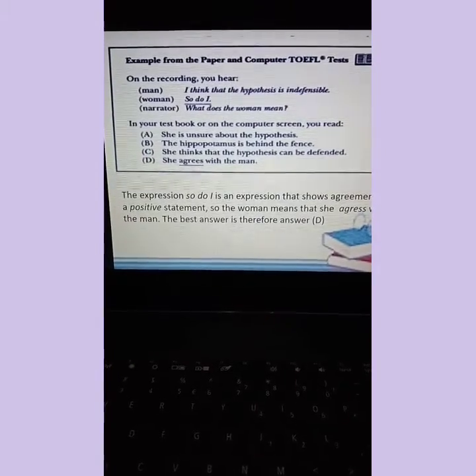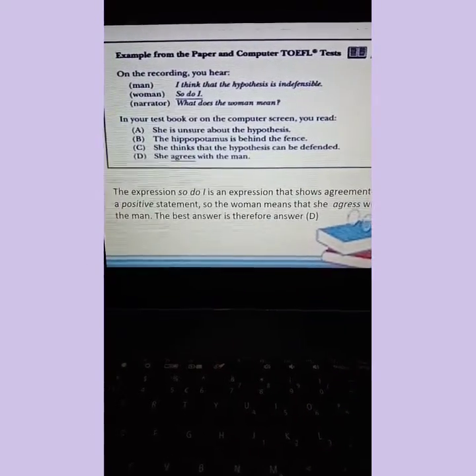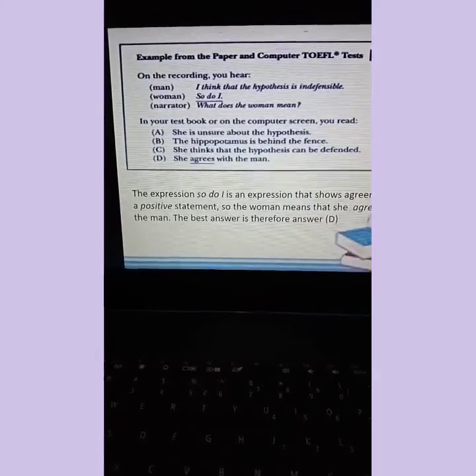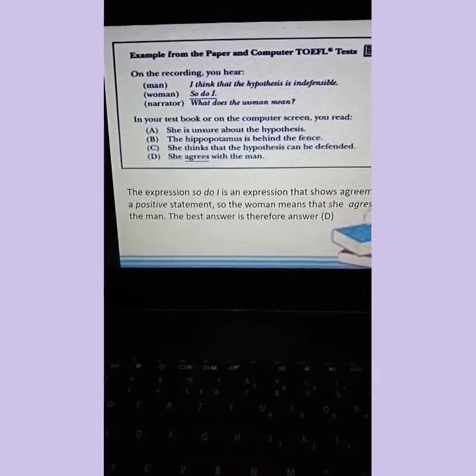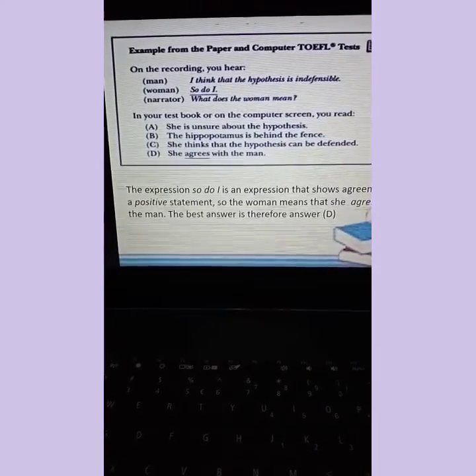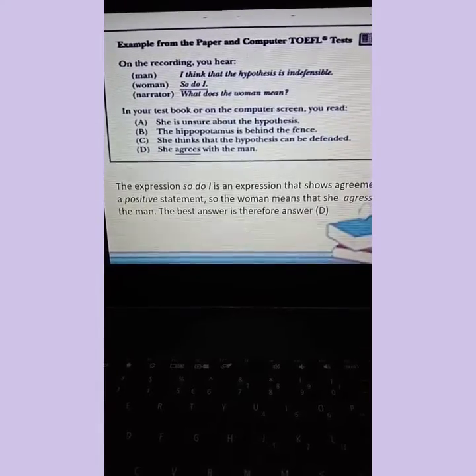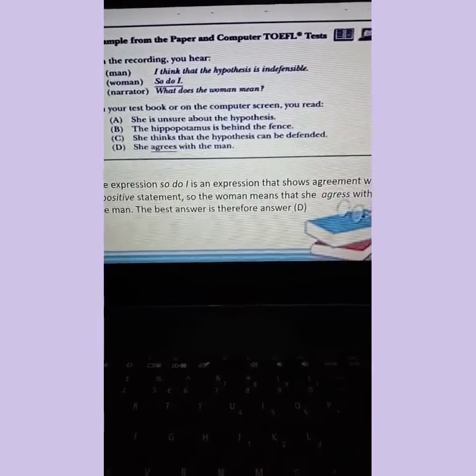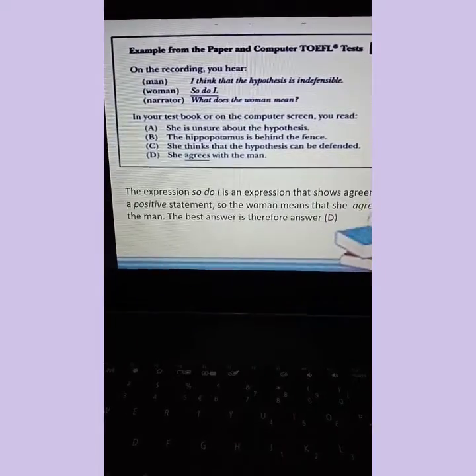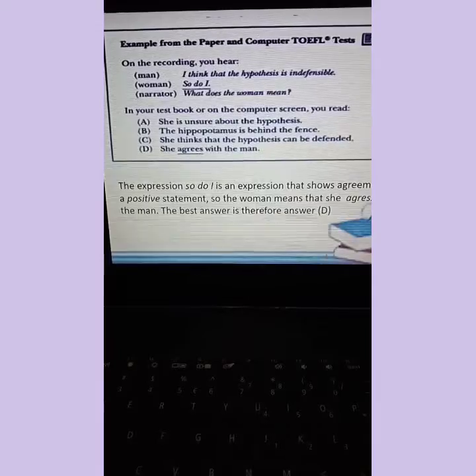This is the example from the paper and computer TOEFL test. There is no audio, so I will read the dialogue. Man: I think that the hypothesis is indefensible. Woman: So do I. What does the woman mean?